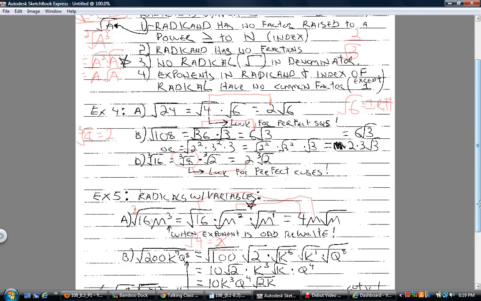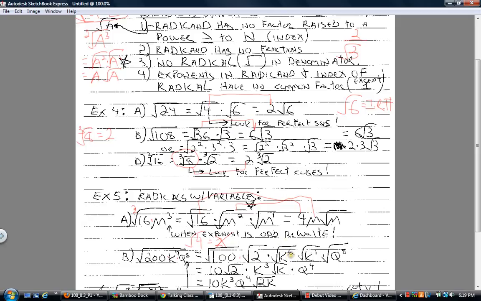Look at example B here. Square root of 200 times the square root of k to the 7th times the square root of q to the 8th. Break them down. 200 can be broken down into the square root of 100 times the square root of 2. Why did I do that? Because the square root of 100 is 10. So I broke that apart. Square root of 2 is going to stay that way. K to the 6th. Okay.